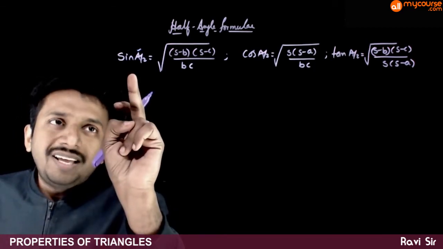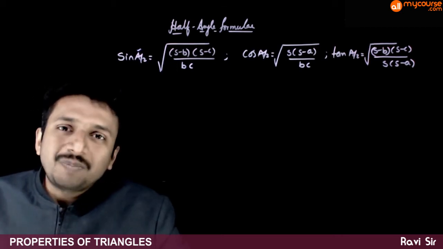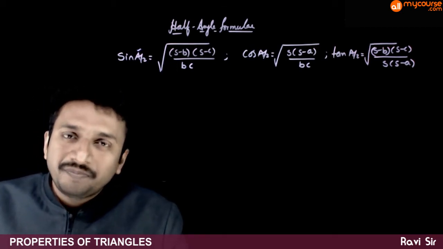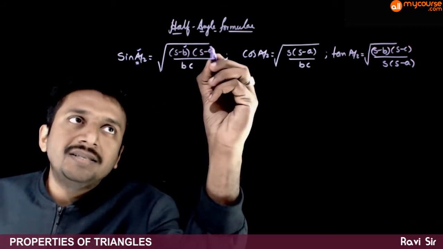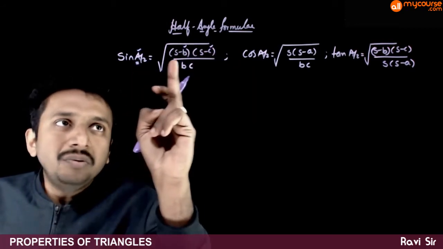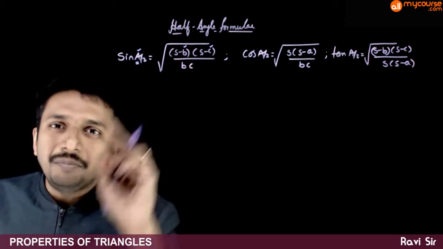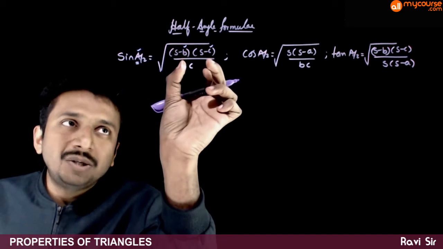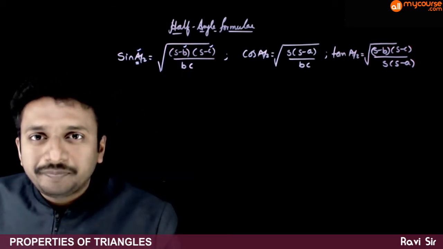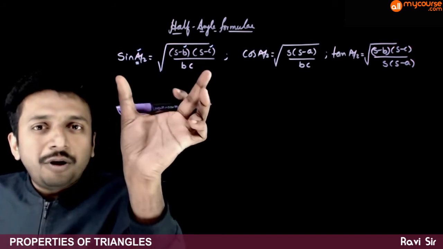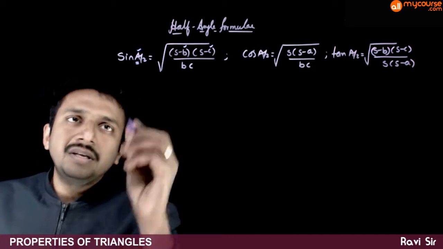So how do we get these formulas? Sine A by 2 is equal to root of S minus B into S minus C by BC. So if you have sine A by 2 here, you get B and C here. So if you have B by 2, you get A and C. If you have C by 2, you get A and B. And whatever sides that come in the numerator, those sides come in the denominator also. So these formulas are based on the cosine rule which you have derived.